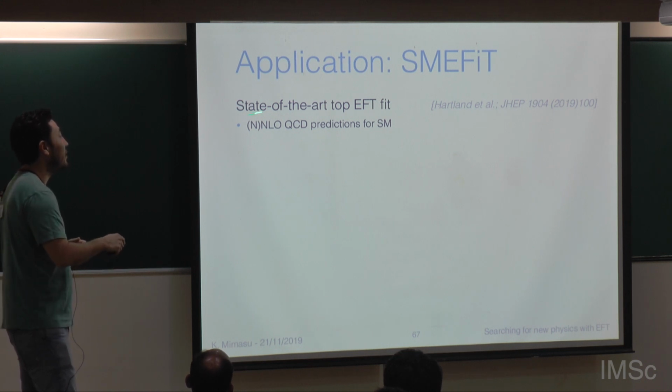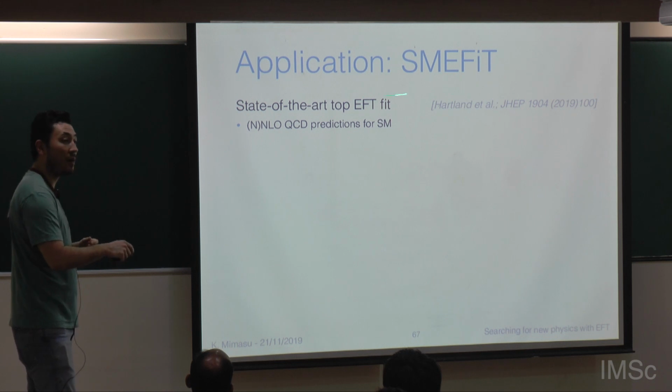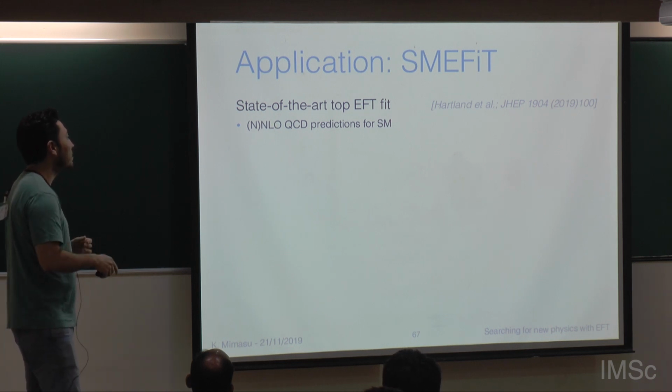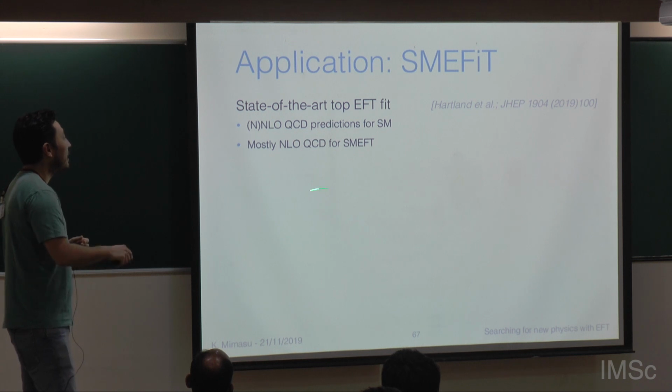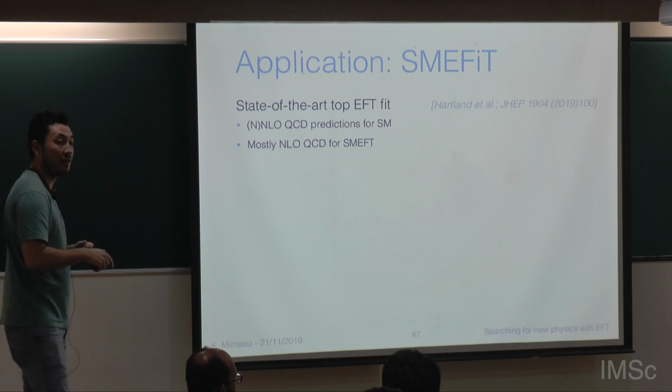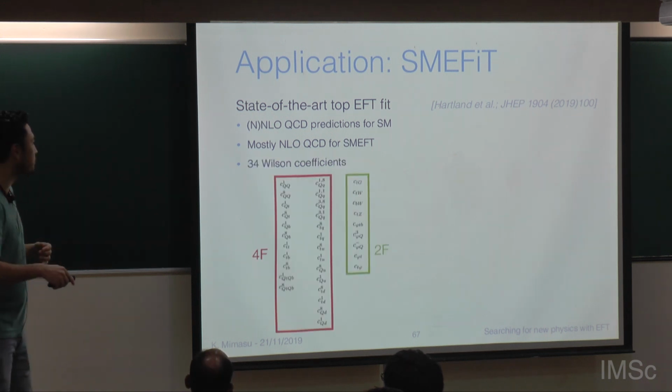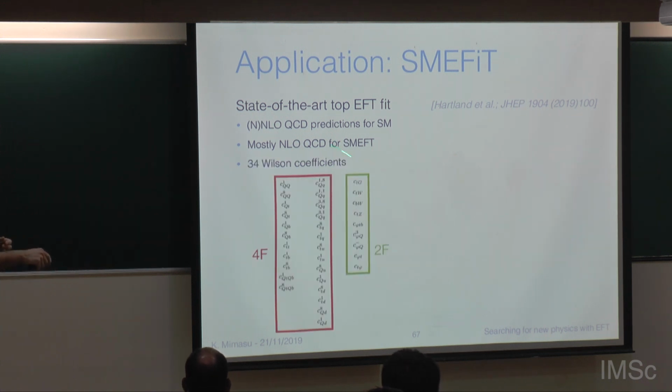So what does that mean, state-of-the-art? Well, firstly, they use very high precision predictions for the standard model part of the observables. So where available, NLO or NNLO QCD. And even for the SMEFT, they include as much as possible next-to-leading order QCD predictions as well. The space is quite large. Four-fermion operators.